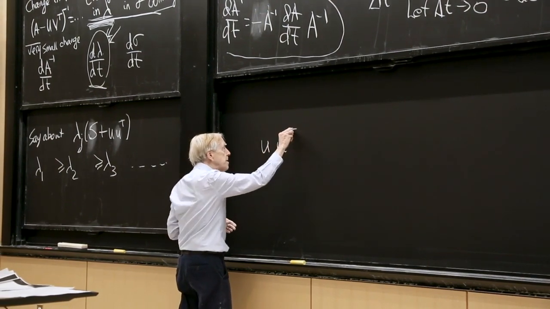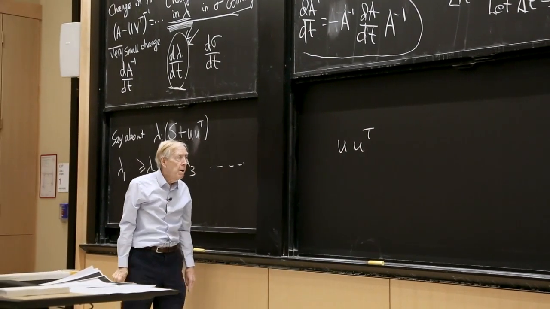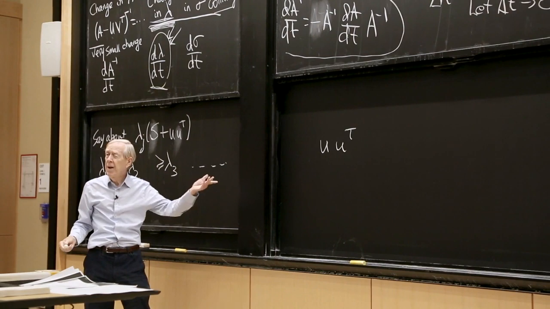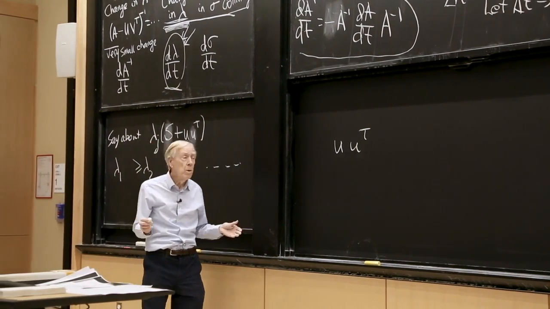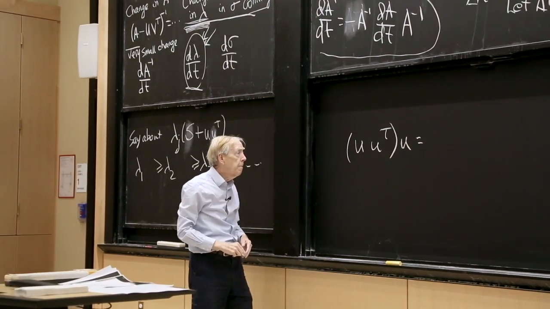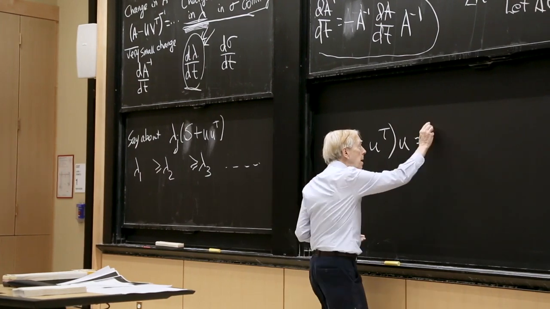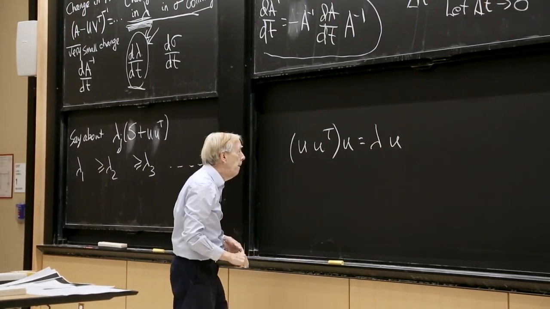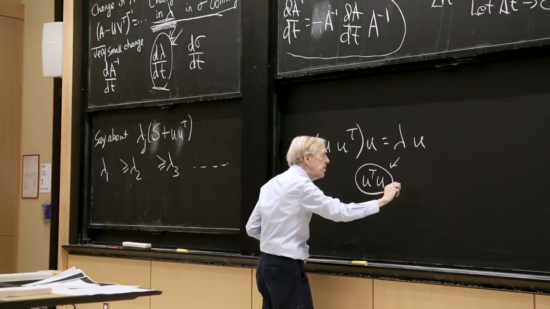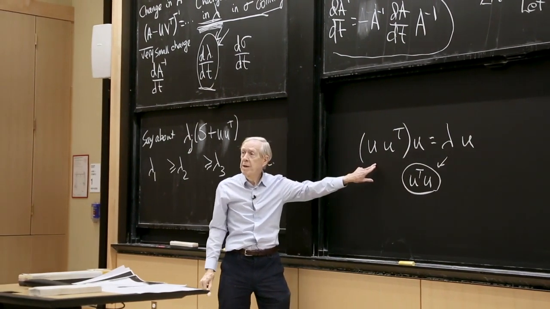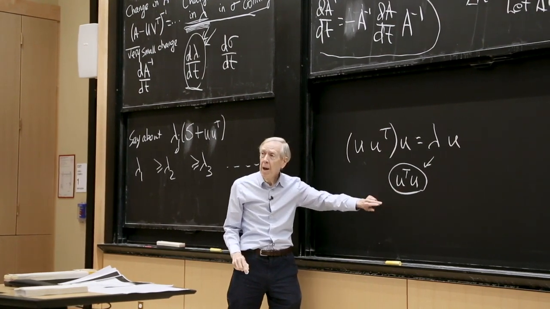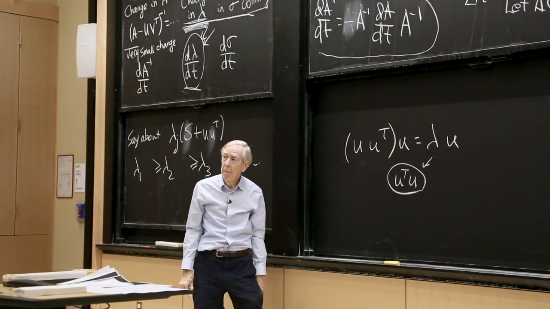So UU transpose, that's the matrix I'm asking you to think about. And it's a full n by n matrix, column times a row. Tell me an eigenvector of that matrix. Yes? U. If I multiply my matrix by U, I get, what do I get? I get some number times U. And what is that number lambda? That lambda happens to be U transpose U. And that's different from UU transpose. This was a matrix. Everybody, this is 18.065 now. That's a number. And what can you tell me about that number?